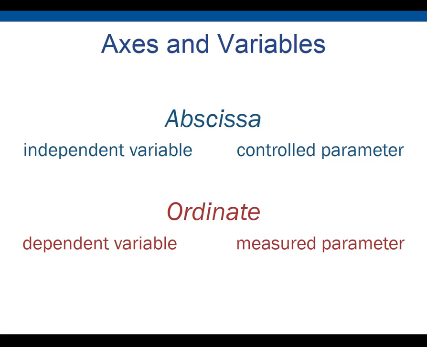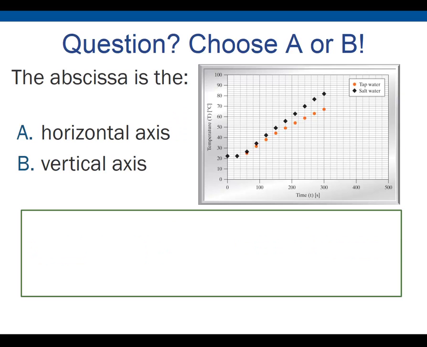So the abscissa is the independent variable and the ordinate is the dependent variable. Here is a simple question. We have a graph. The x-axis shows the time in seconds, and the y-axis shows the temperature. And this is a scatter plot. The question is, what is the abscissa in this graph? Is it the horizontal axis or the vertical axis?